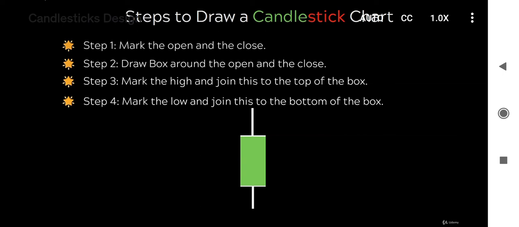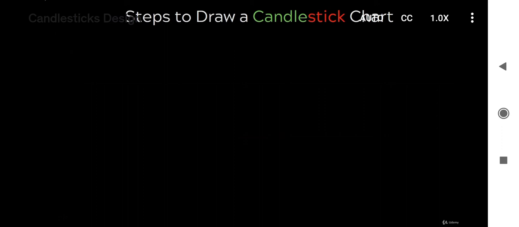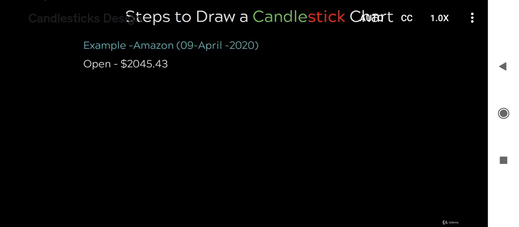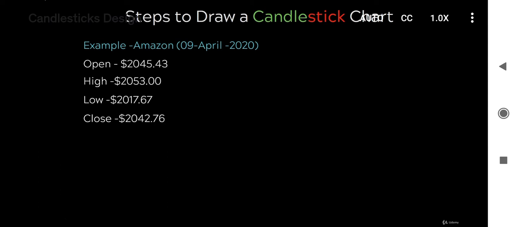Friends, if you are confused with any step, then we will do some examples to clear this important concept of candlestick designing. Let's do a practical exercise. This is the chart of US stock Amazon for 9th April 2020. As you can see, the open, high, low and close are given. Now let's start plotting the candlestick. So as the first step, just take the open and close.